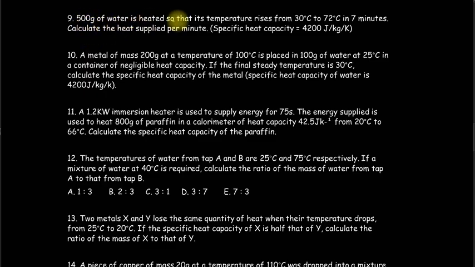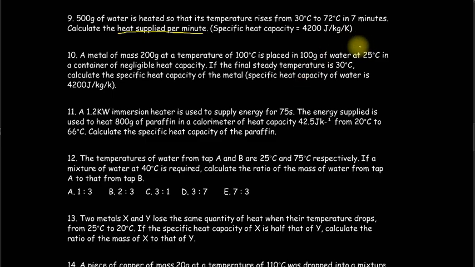Number 9: 500 grams of water is heated so that the temperature rises from 30 to 72 in 7 minutes. Calculate the heat supplied per minute. Okay, so this question is kind of tricky. This per minute just means that we are calculating our answer in joules per minute, right? And at the end of the day, we are supposed to divide our answer by 7 minutes. That's just what it means. So it's nothing too much.